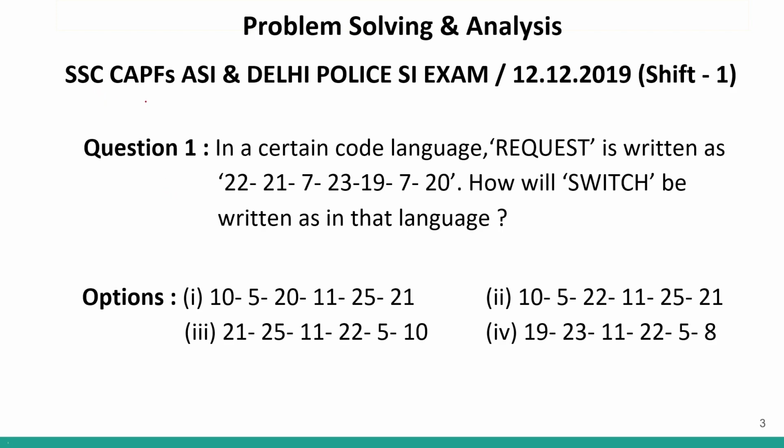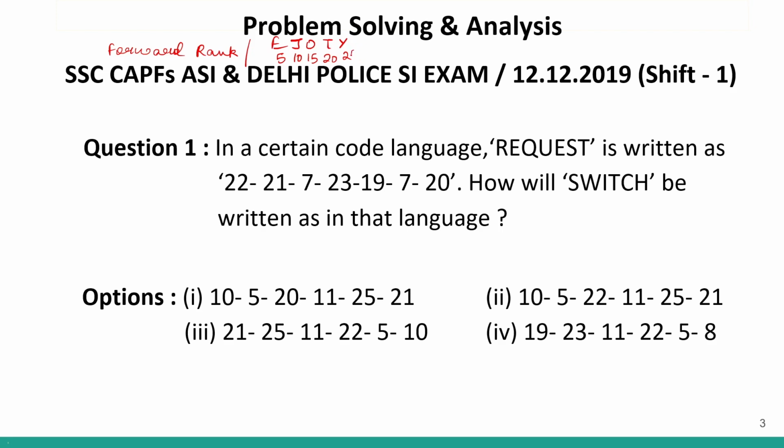Now, question number 1. In a certain code language, request is written as this number and we will have to find how switch will be written in that language. So first let us see how these are coded. If you remember, I told you a concept of forward rank. Basically, each alphabet is given a rank in increasing order, where A is 1, B is 2 and so on. This is your forward rank. Now, I told you a shortcut called AJOTI to remember the forward ranks, where E was 5, J was 10, O was 15, T was 20 and Y was 25.